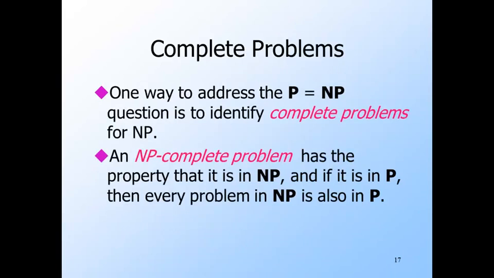Say a problem in NP is NP complete if the following is true about the problem. If the problem is in P, then P equals NP. That is, every problem in NP is also in P. It turns out that almost every problem that is known to be in NP but is not known to be in P is NP complete.